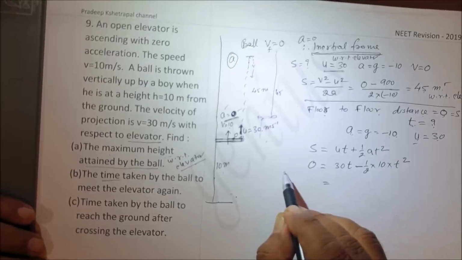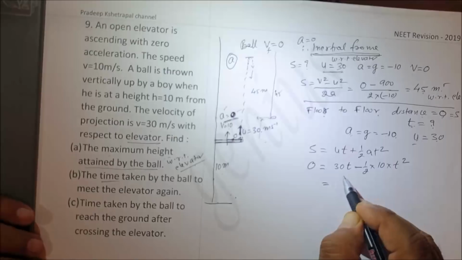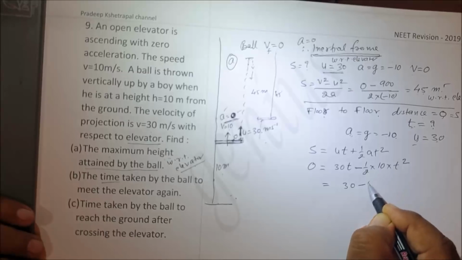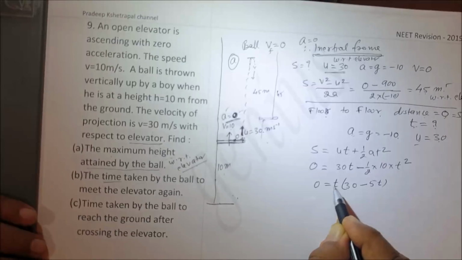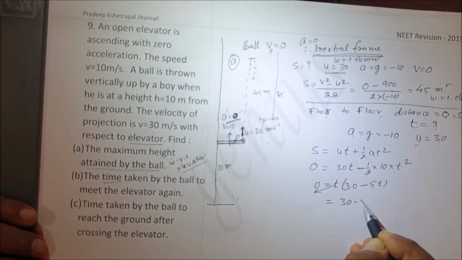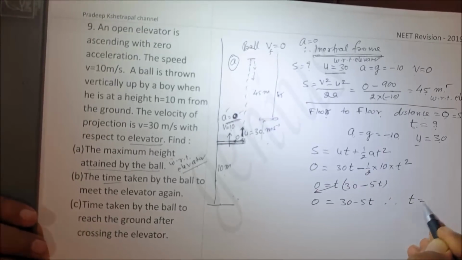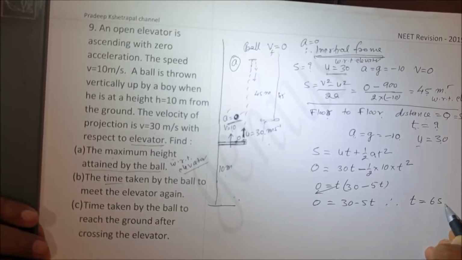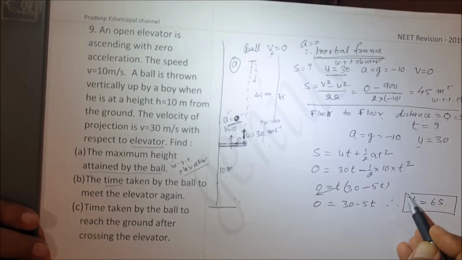Take t out, bring it here, that will be eliminated. Or you can say it is 30 minus 5t, and t is taken out. This t is brought here, so this becomes 0. So 30 minus 5t is equal to 0. That gives us 5t equals 30. So t is equal to 6 seconds. This time is equal to 6 seconds.